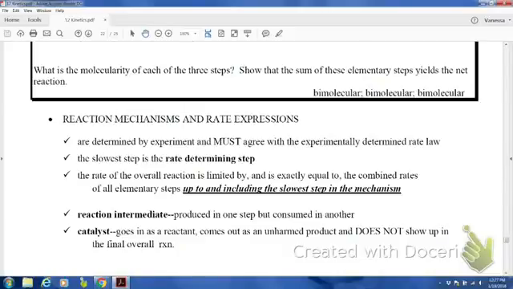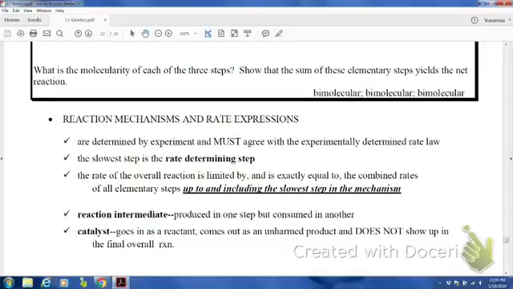Okay, so I'll show you an example. It makes more sense to do an example. Your reaction intermediates are what we just talked about. You create them in one step and then use them up in a subsequent step. That's how you know it's an intermediate. And then, of course, a catalyst.